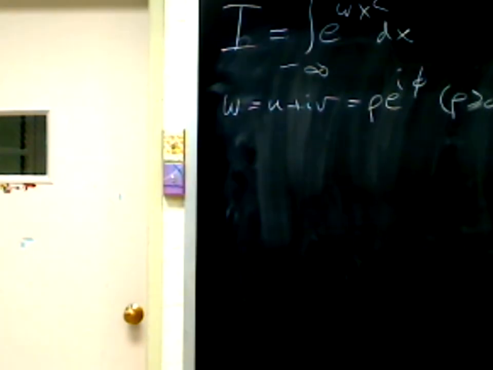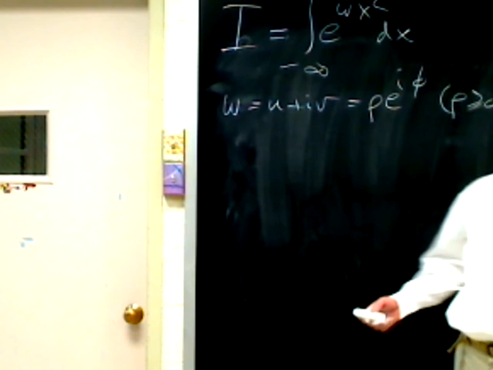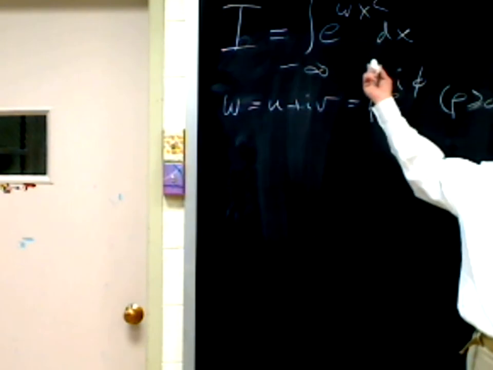What do you mean because rho is greater than? Excuse me? You're saying rho is greater than 0. If rho were equal to 0, w would be 0 and the integral would diverge.